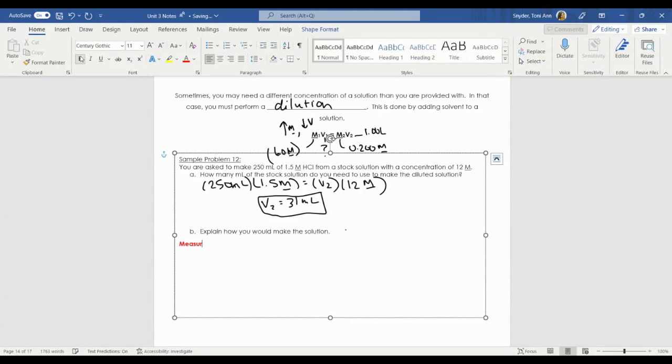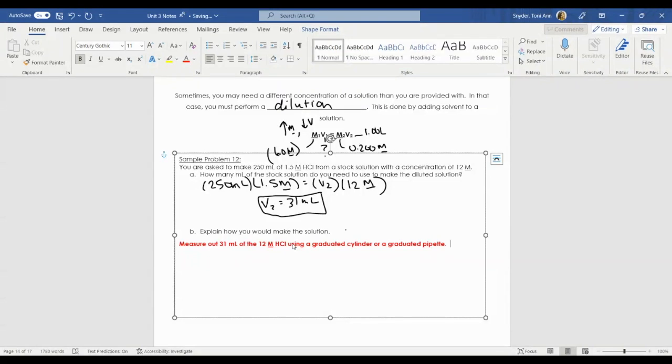Okay, so we would measure out 31 milliliters of the 12 molar HCl. Like I said, I like to underline my things because I know for a fact that that's molarity. So I would measure that out. And it doesn't matter how you would measure it out. You could say using a graduated cylinder, or a graduated pipette, whatever you want. Probably a graduated cylinder would be best for this. Period.